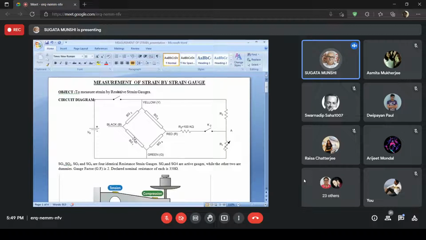Those 2 gauges are not in the bridge circuit. So the R1 value that you get to achieve null, what will be the bridge balance equation?